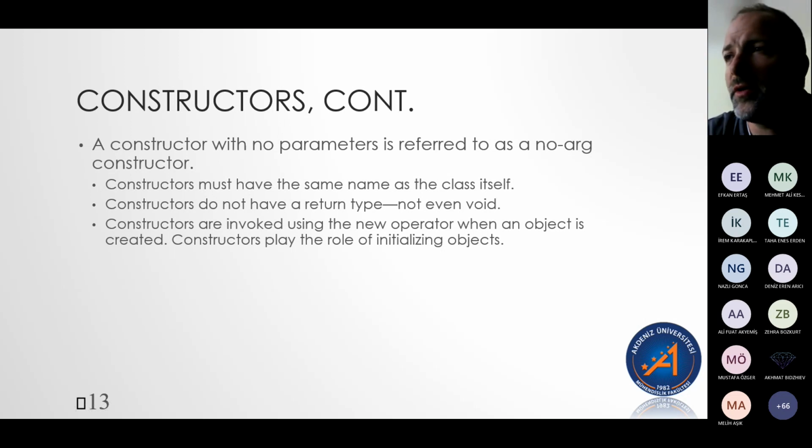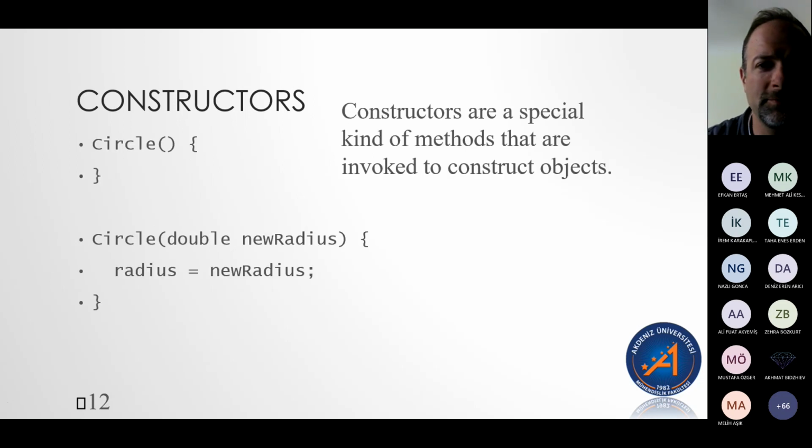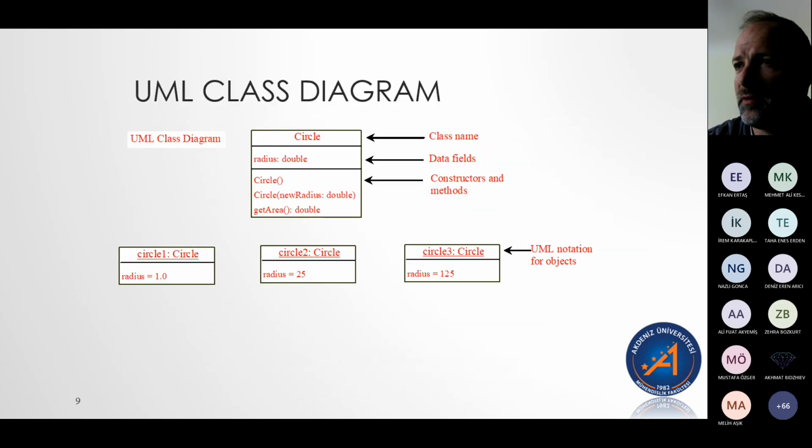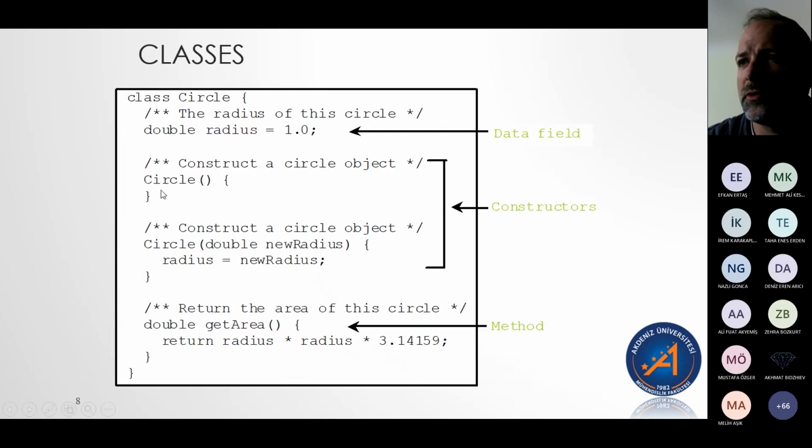Okay. Some key points to be made: the constructor must have the same name as the class itself, and a constructor does not have a return type. We don't say public static void constructor name. Here, I'll show you this example back again. Notice there's no return type. We can put a visibility modifier, but there's no return type, and it can take a parameter, but it doesn't have to.